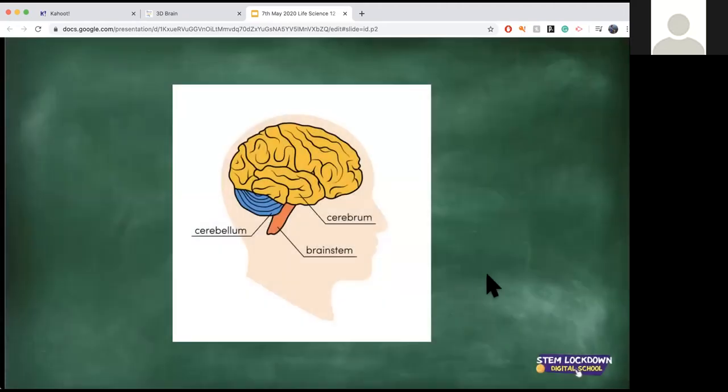All right, the three main parts of the brain are the cerebellum, the smaller part of the brain, the cerebrum, and the brainstem, the medulla oblongata. So these are the three main parts of our brain. We also have the pons, we also have the corpus callosum, which connects the two halves of the brain. But these are the main parts of the brain we will focus on, but we'll also learn a little bit more about the other parts.